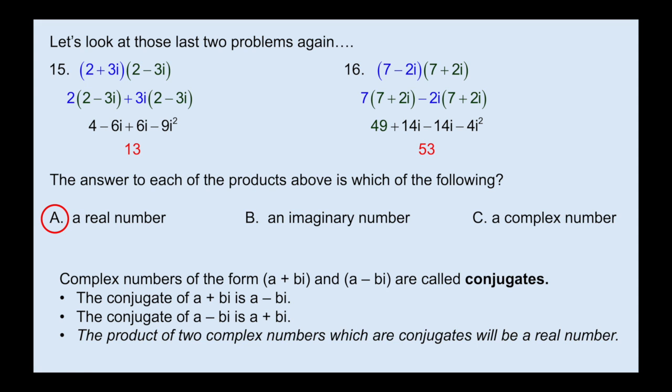Well, complex numbers of the form a plus bi and a minus bi, we can see we have the exact same thing in each set of parentheses. The only difference is that one's positive in between and one's negative in between. Same thing here, this one's negative and this one's positive. Those are called conjugates. The conjugate of a plus bi is a minus bi. Again, the a's have to be the same, the b's have to be the same. The conjugate of a minus bi would be a plus bi. And the product of two complex numbers which are conjugates will be a real number.